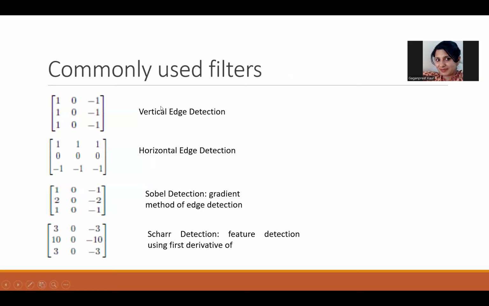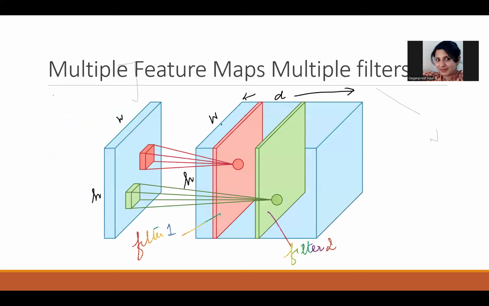So these are the commonly used filters. We are talking about detection only. So there is a vertical edge detection, horizontal, Sobel. This is again gradient based. This is also the first derivative based edge detection filters. So we should know these.